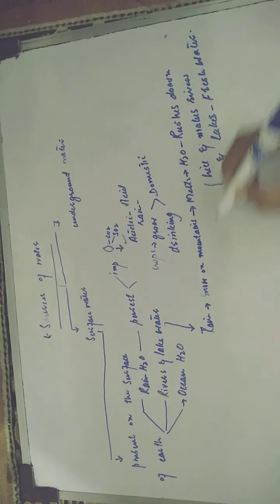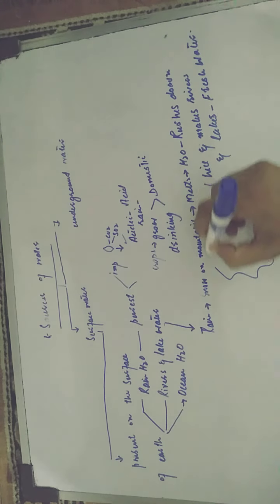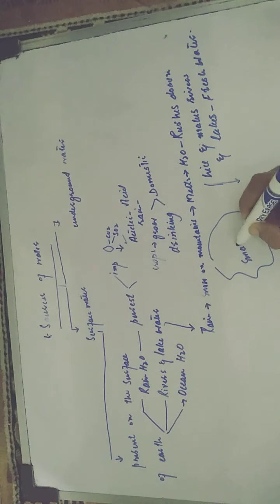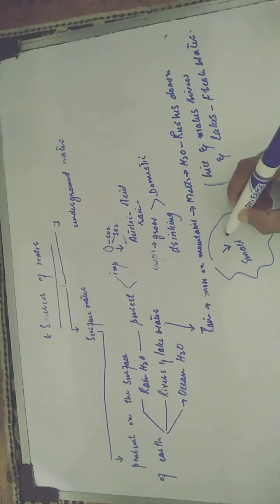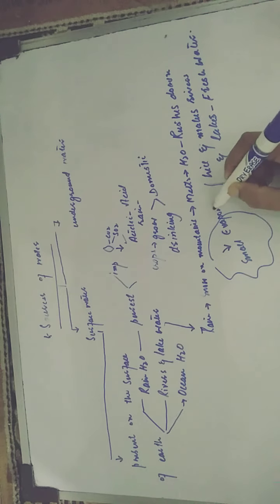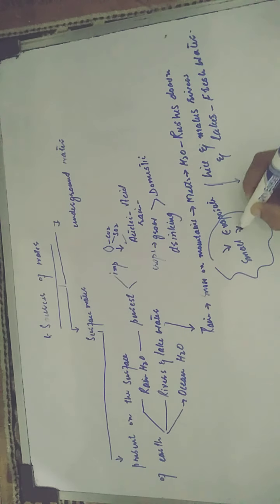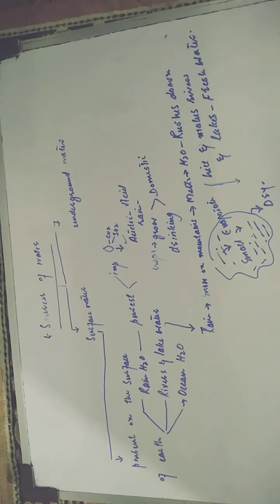So if a lake is small, the water will evaporate and salts will remain on the riverbed or the lake bed, and this area becomes dry. And third is the ocean water. Streams and rivers finally join the sea, and therefore they are the largest reservoir of natural waters.